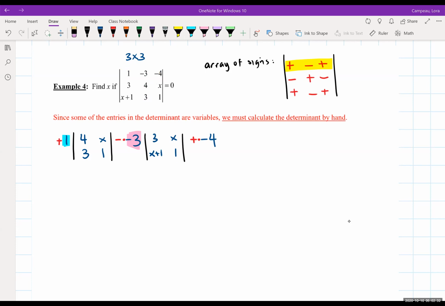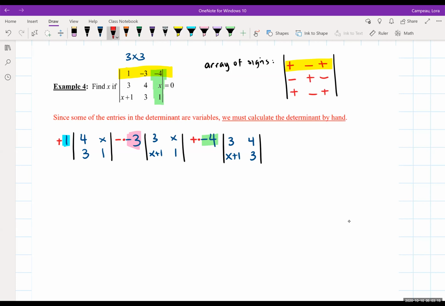Now, one last entry to account for, covering up the row and column that the -4 is located in. And we'll have the resulting entries for this minor as well. So I'm going to have a 3, 4, an x plus 1, and another 3. So now we've taken care of expanding by the minors. Now it's just a matter of calculating the determinants and simplifying the expression.